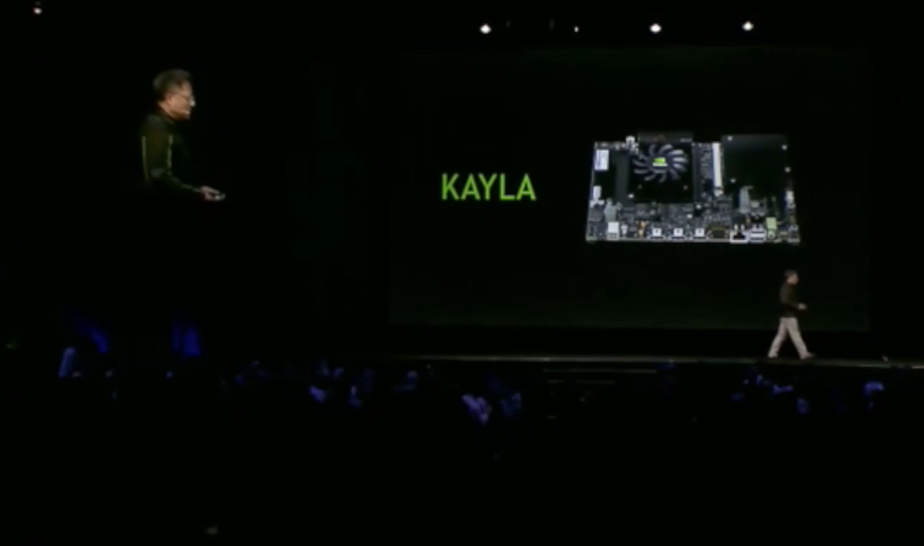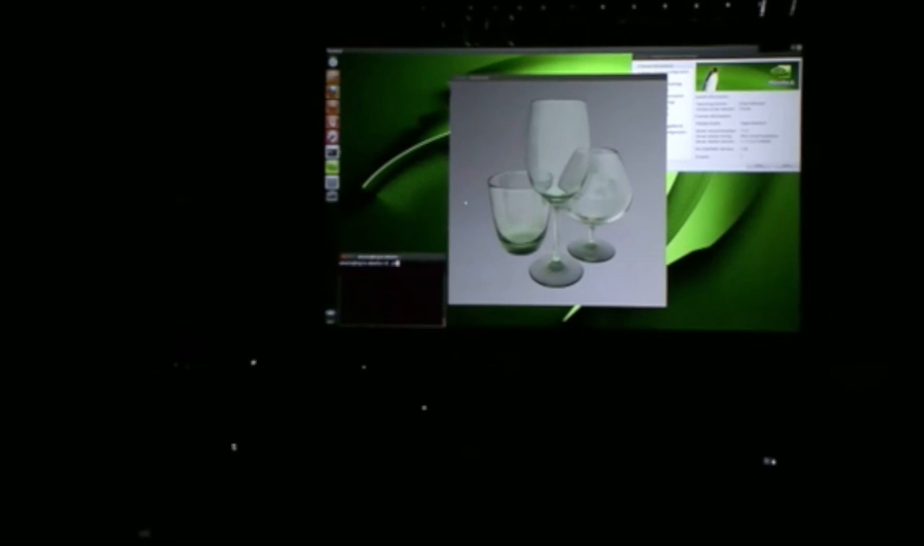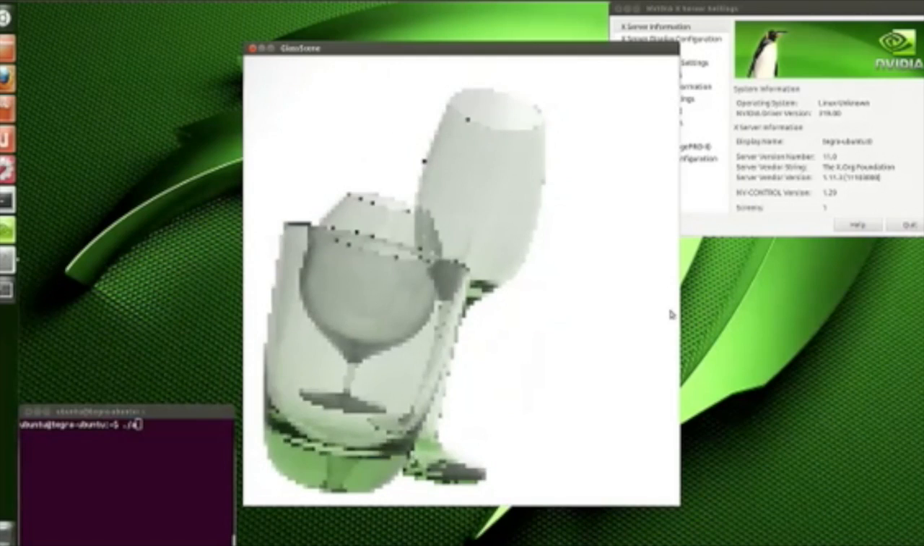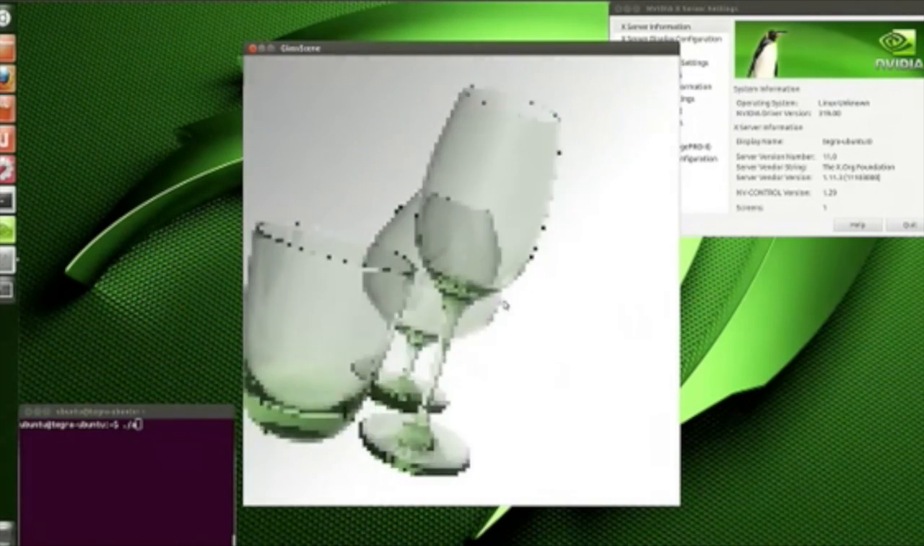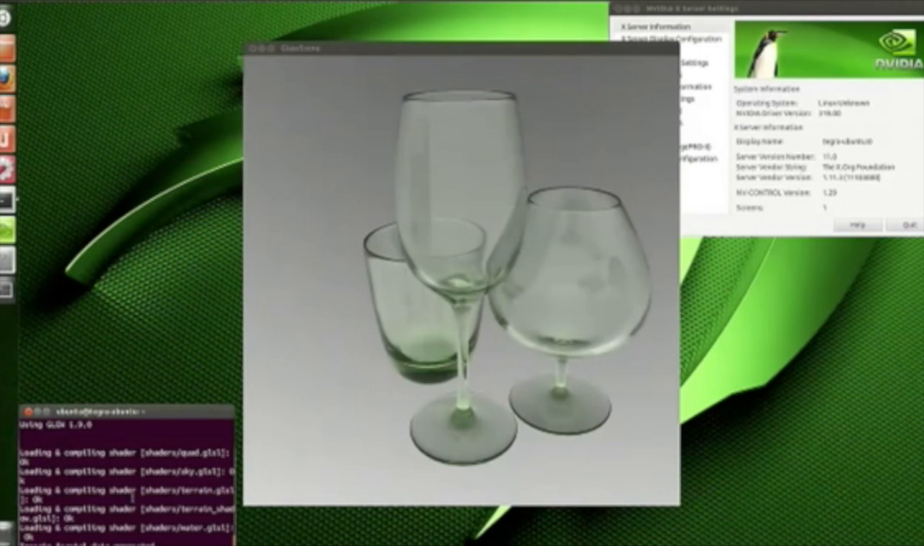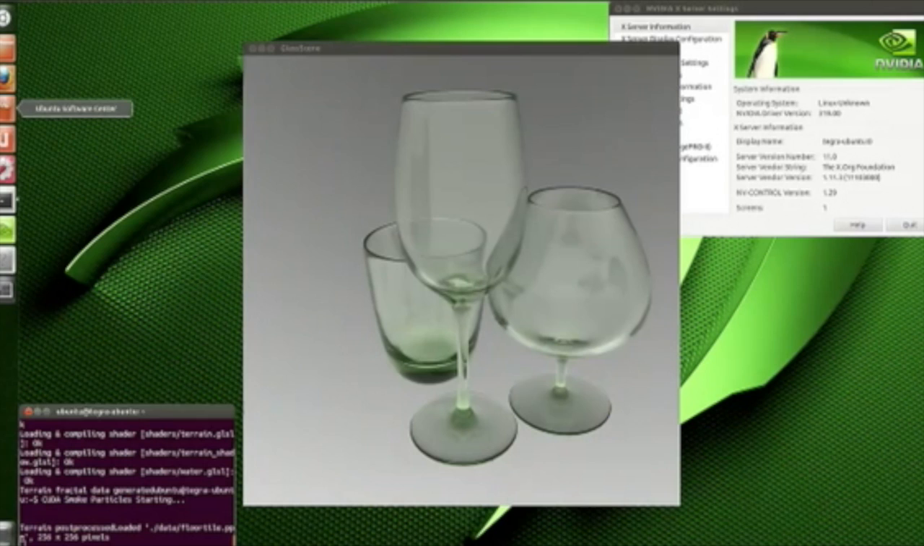All right, Bass, show me Kayla. All right, so this is Kayla. Kayla is running real-time ray tracing. And this real-time ray tracer is... you could see the transparencies, the reflection, the refraction, the caustics. I mean, it's really quite amazingly beautiful.